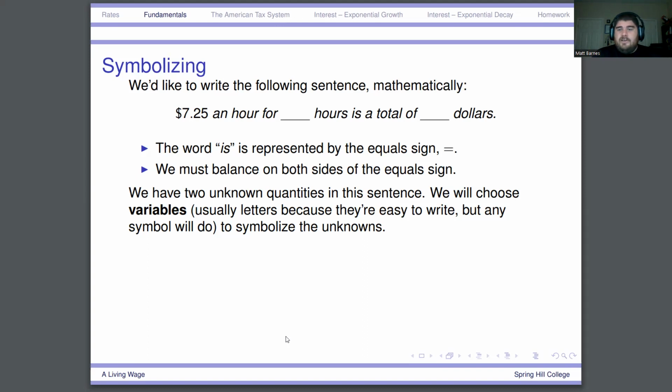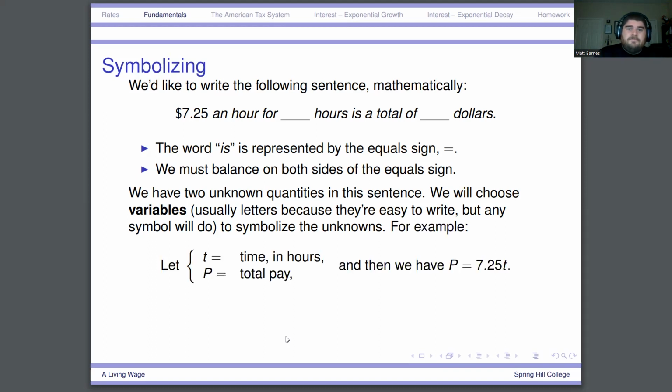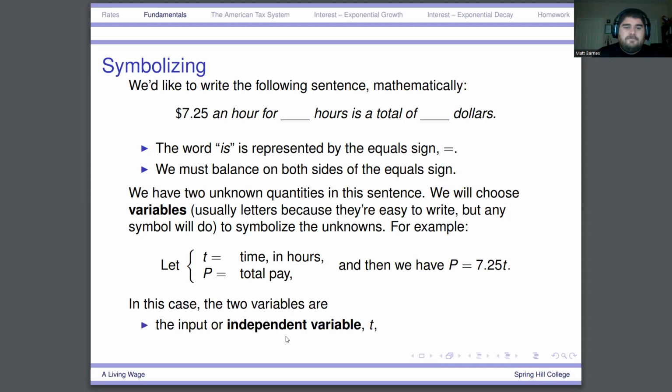So what we're going to do is we're just going to pick two symbols to represent those blanks in our mathematical sentence, right? So we have blanks in our English sentence. We're going to pick two variables to represent it mathematically. Usually we use letters just because they're easy to write. If you want to pick smiley faces or hearts, that is all you. So we'll let T be our total time in hours, and then we'll let P equal the total pay. And then what we would have is our pay is 7.25, right? How much we make an hour times how many hours we worked.